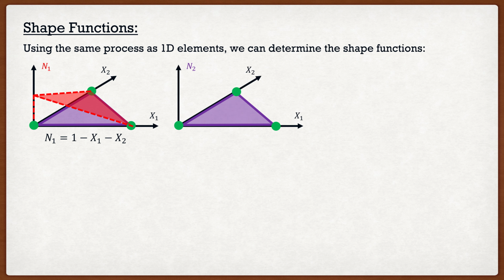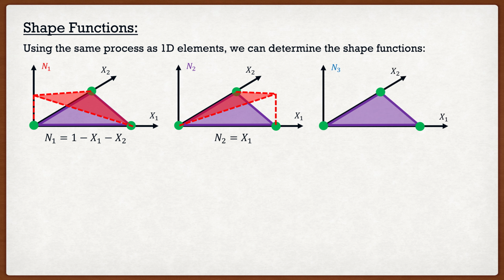Now, if we move on to n2, it's going to be the exact same process, but the only difference is since we're dealing with node 2 now, the shape function must have a value of 1 at node 2 and a value of 0 at the other 2 nodes. So we know it's going to look something like this. And in this case, our shape function n2 is simply going to be x1.